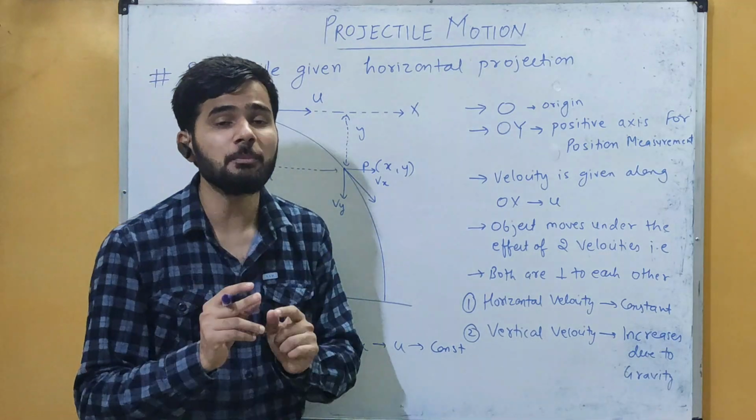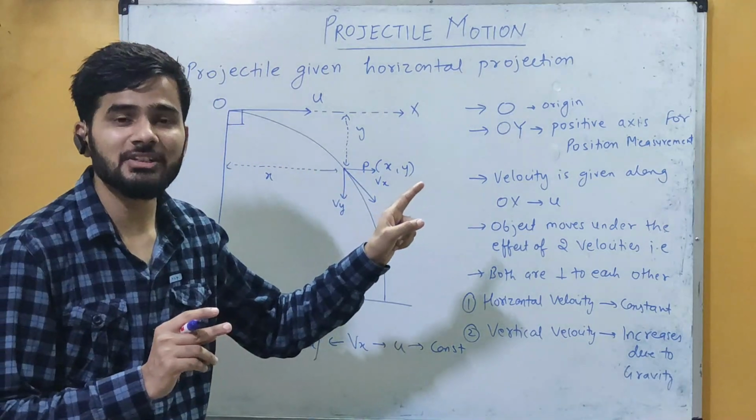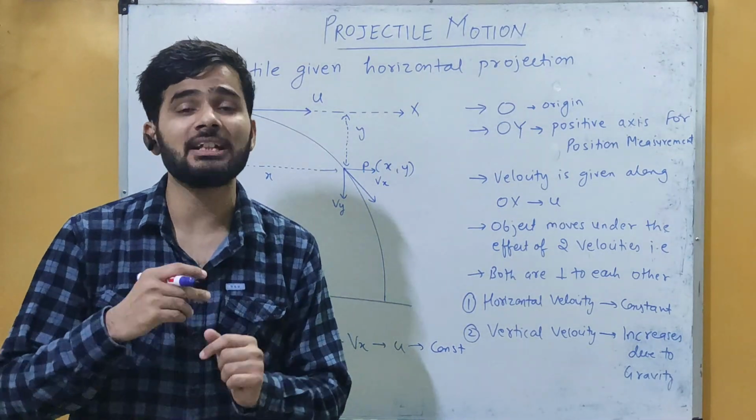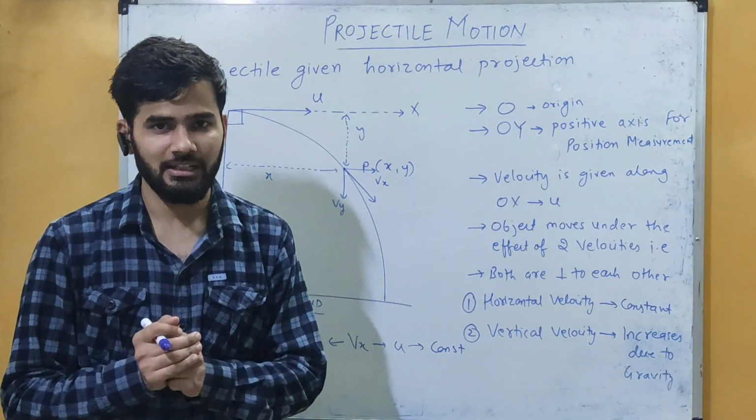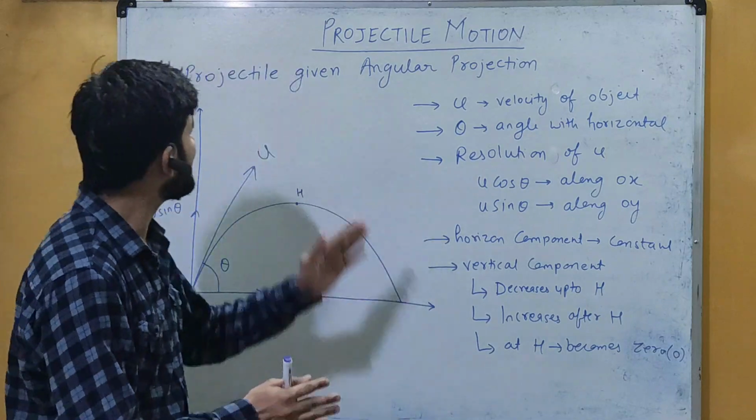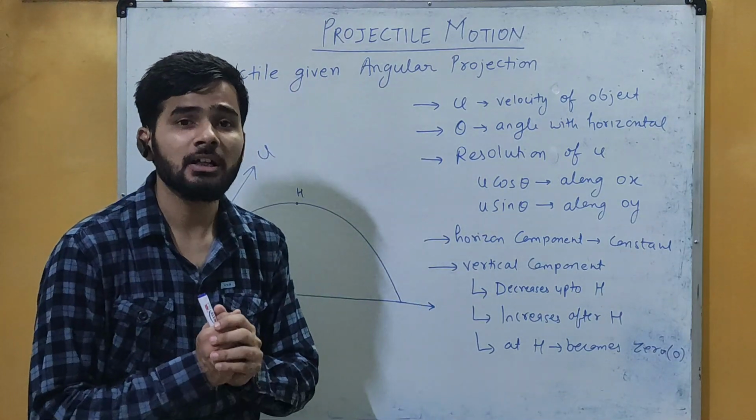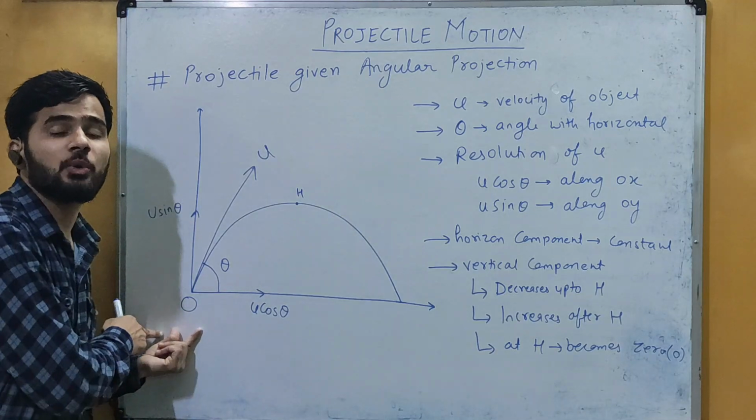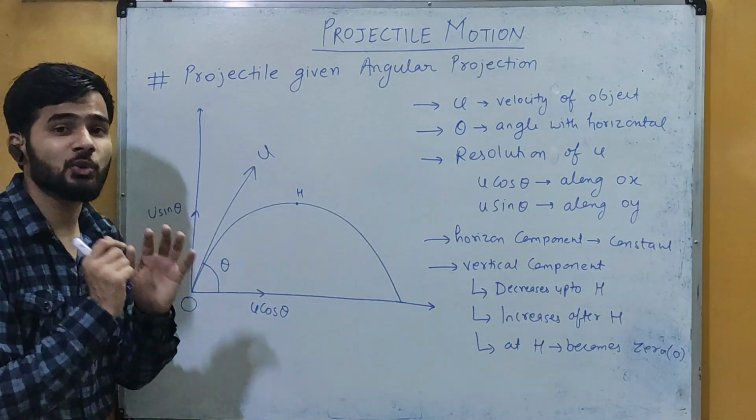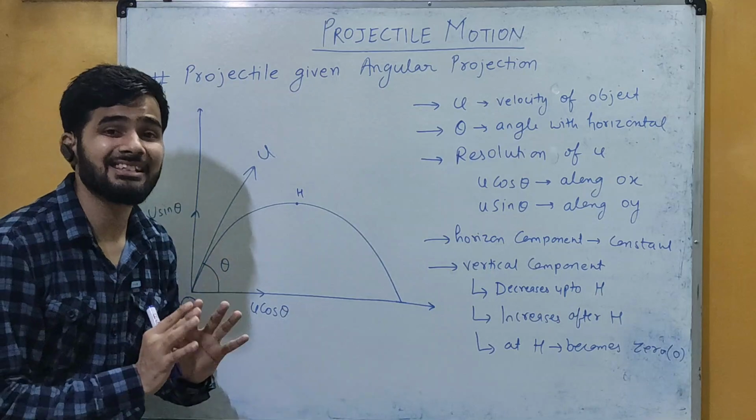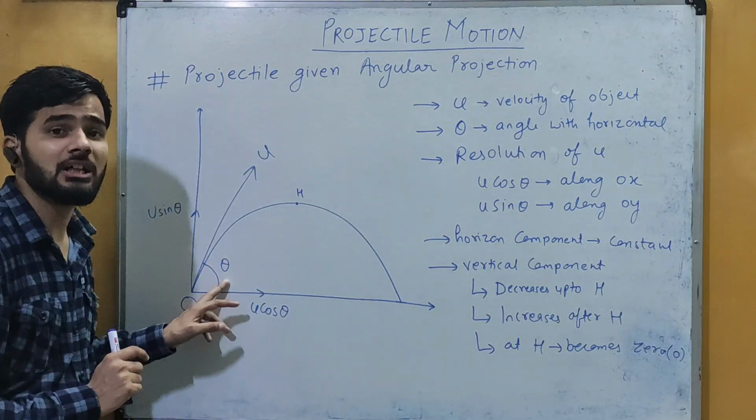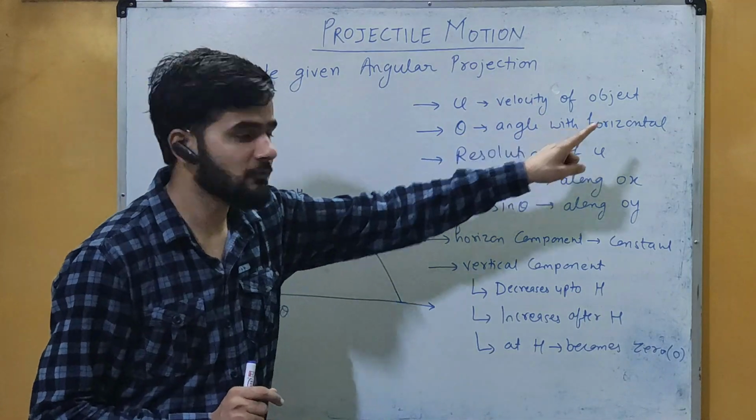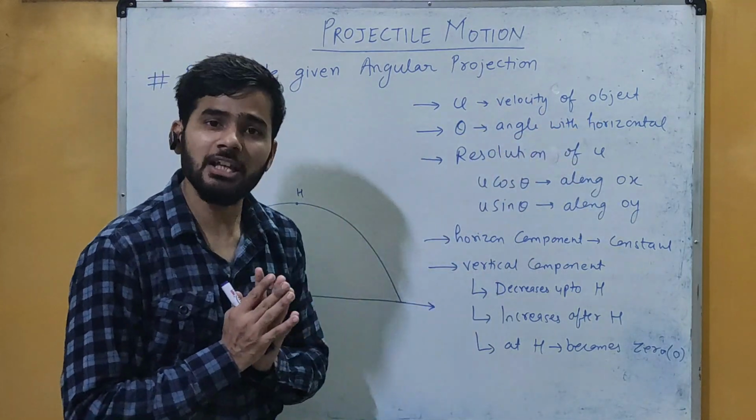So here we have two important points: the horizontal velocity remains constant, but the vertical velocity changes or increases because of the gravity. Now here we have the second type of projectile motion, that is the projectile given angular projection. Suppose we are standing at this point, this O is the origin, and we are throwing the object in the upward direction such that it makes an angle of theta with the horizontal, and its initial velocity is u. So u is the velocity of the object, theta is the angle with the horizontal.